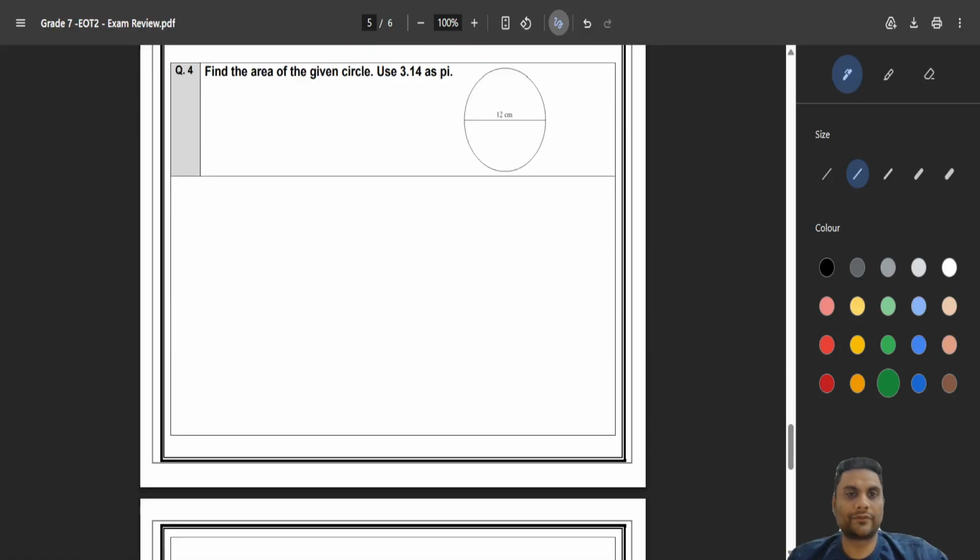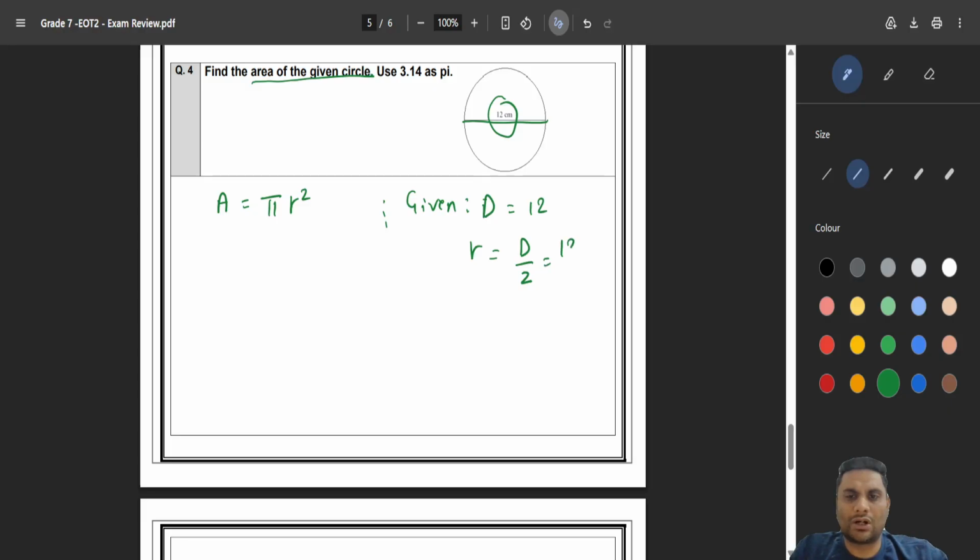Question number 4. Find the area of the circle. This time we have to find the area of the circle. So first of all, you have to write the formula pi r square. Here you can write given what? Diameter. Here check, the diameter is given, the full line, 12, right? So diameter is equal to 12. So what will be the radius? Why are we finding the radius? Because in the formula we need the radius. Radius is always half of the diameter, correct? So half of 12 is 6 centimeter.